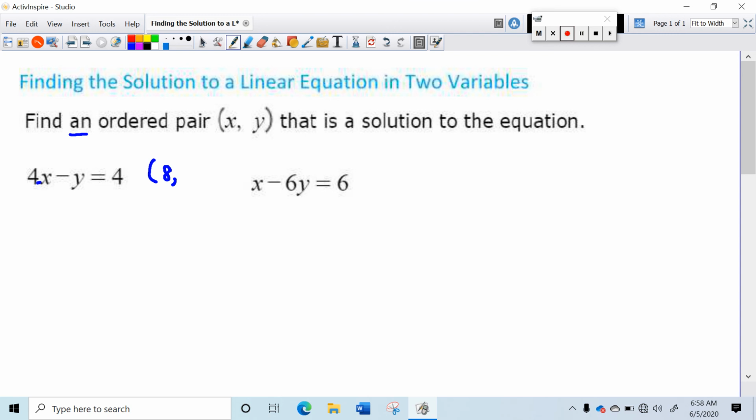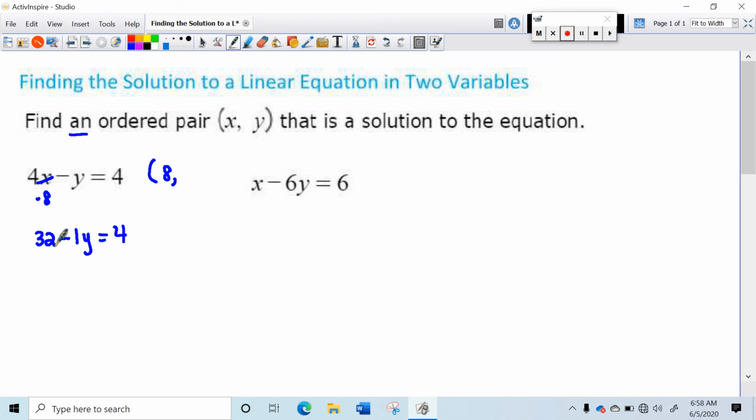So instead of an x, I'm going to put an 8. So 4 times 8, I multiply because those are stuck together. 4 times 8 is 32 minus, I'm going to put a 1 in front of the y because if there's no number in front of a variable, it's assumed to be a 1, equals 4.